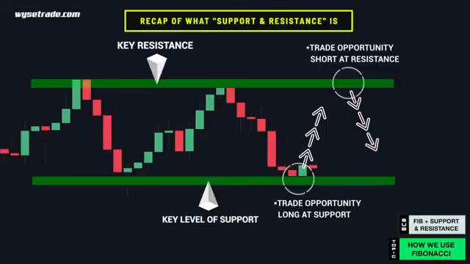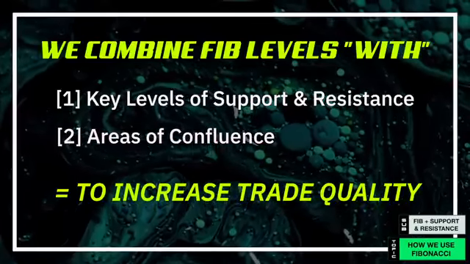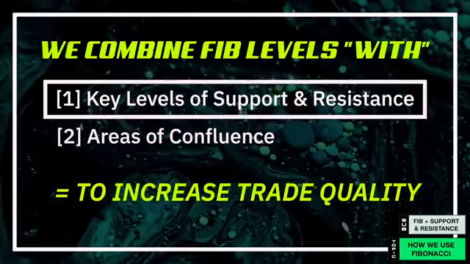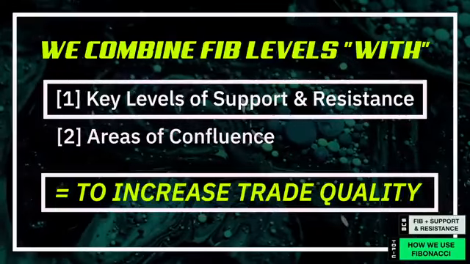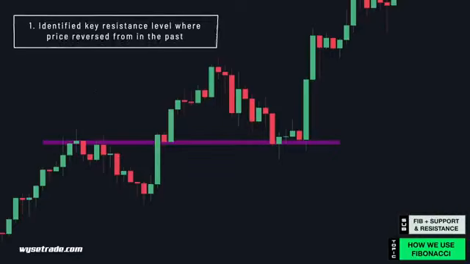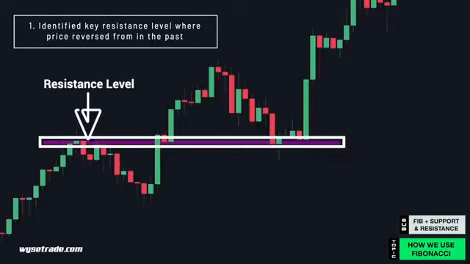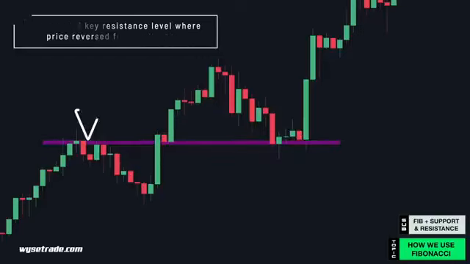Now, back to the first way we use Fibonacci, which is combining Fibonacci levels with key levels of support and resistance to increase trade quality. So let's do this right on the charts, but from our perspective at every step. You had your key level of resistance here, so you would have had it drawn in and extended out in case price reacted to it again in the future.